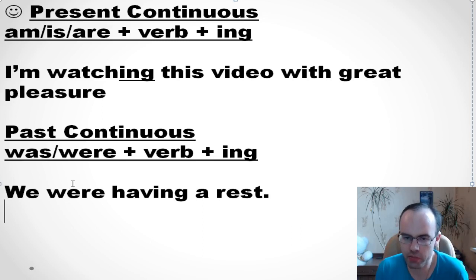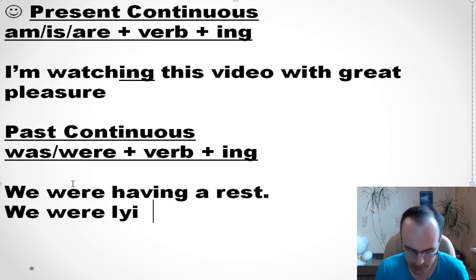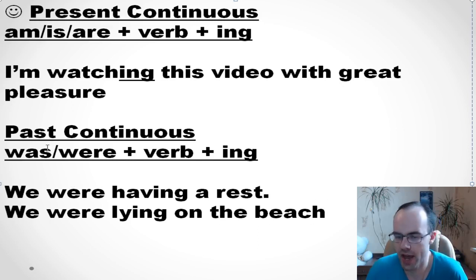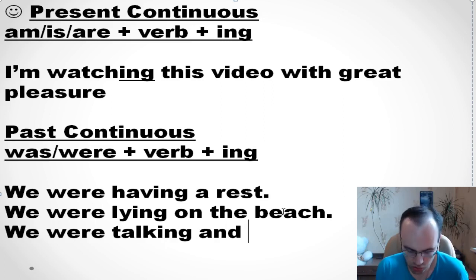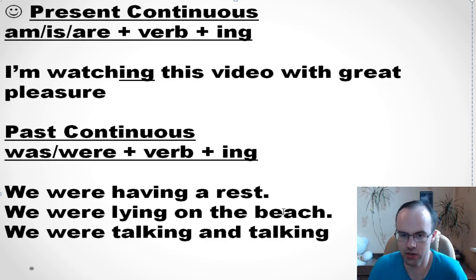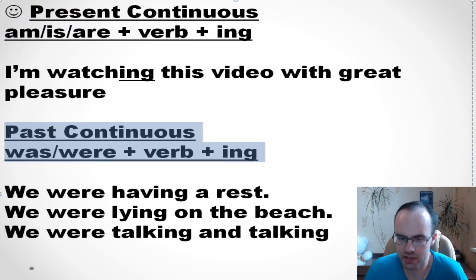We were lying on the beach. So we use this tense for long actions in the past. We were having a rest, we were lying on the beach, and you can continue. We were talking and talking. So it's past continuous, right? Okay, very good. So it's am, is, are plus verb plus ing. It's about present continuous. And was or were plus verb plus ing, it's about past continuous. Right, my friends, it's absolutely correct.